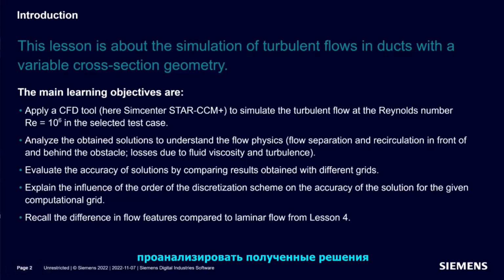To analyze the obtained solutions to understand the flow physics, like flow separation and recirculation in front and behind the obstacle, losses due to fluid viscosity and turbulence, etc. To evaluate the accuracy of solutions by comparing results obtained with different grids. To explain the influence of the order of discretization scheme on the accuracy of the solution for the given computational grid, and to recall the difference in flow features compared to laminar flow from lesson 4.